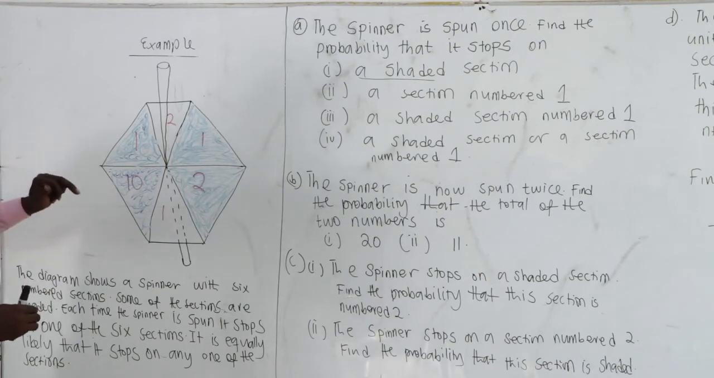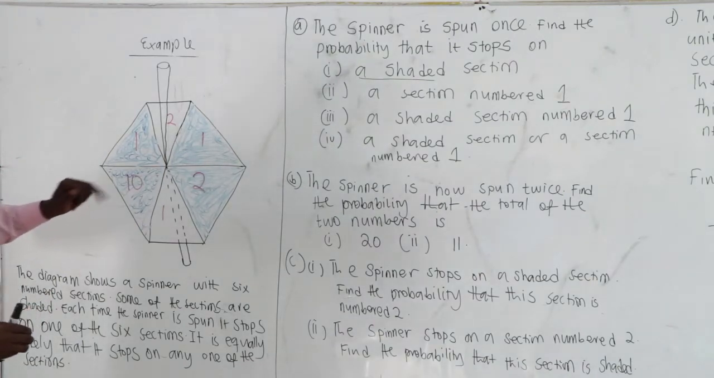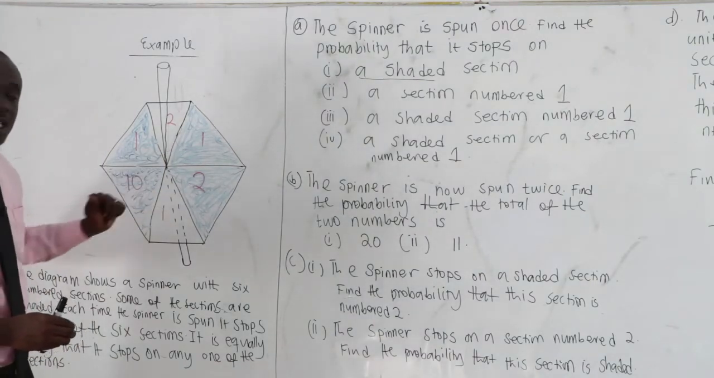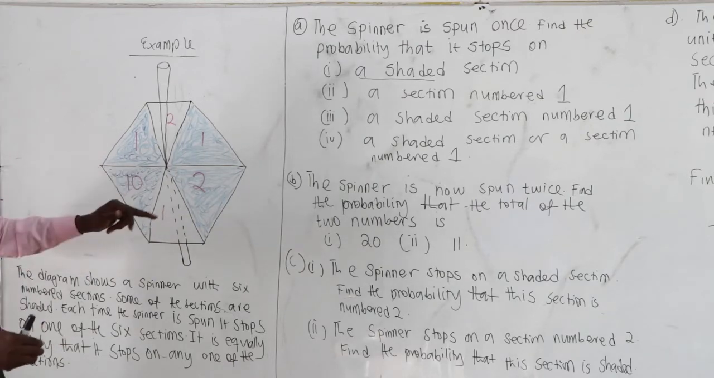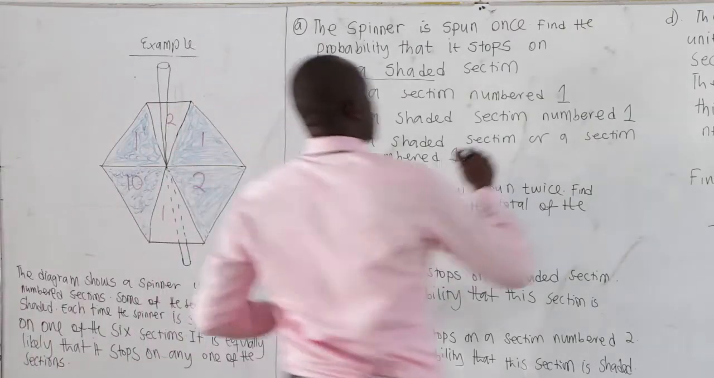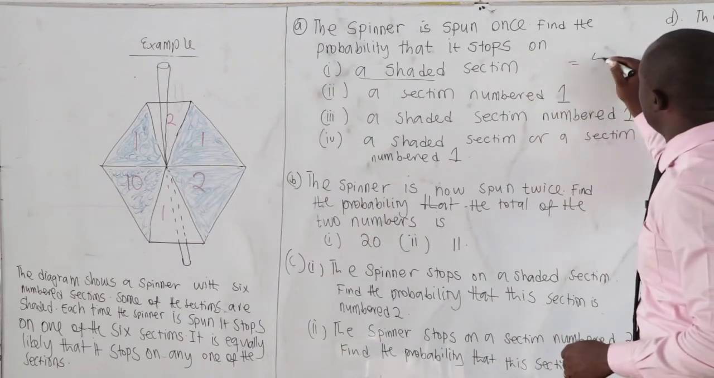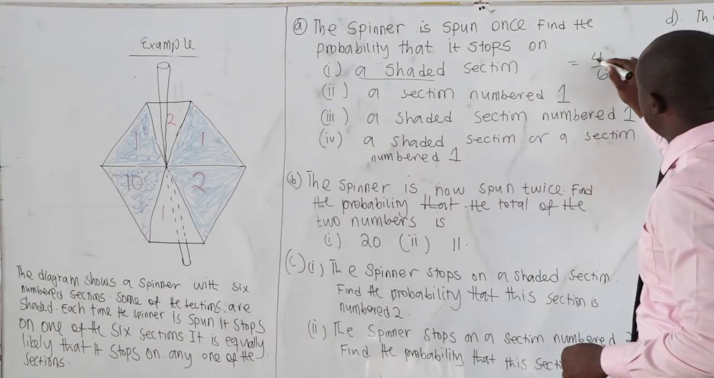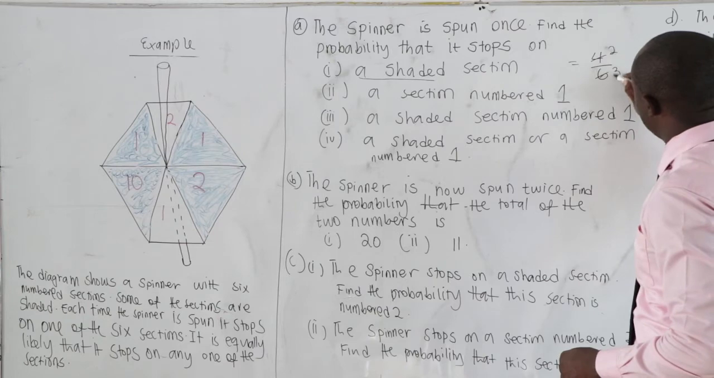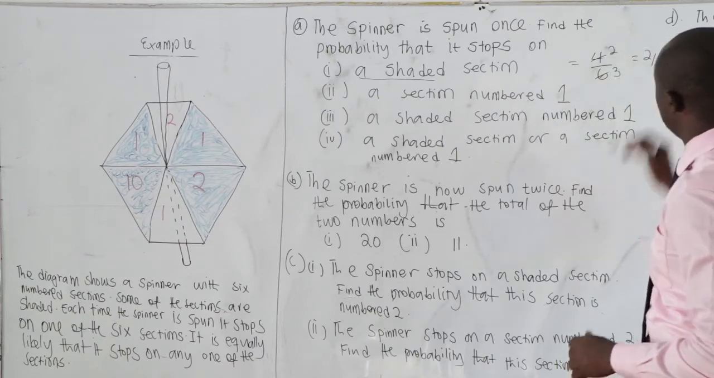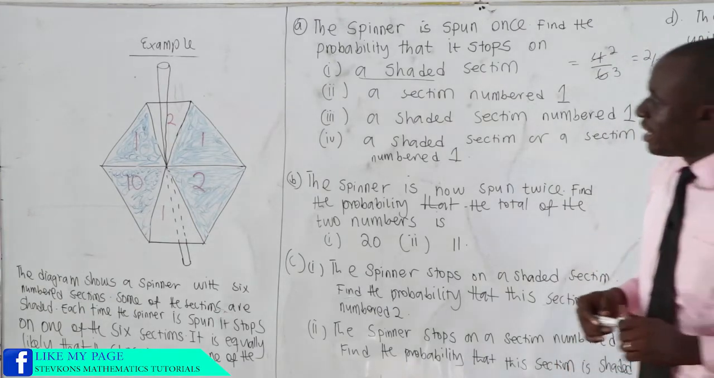We can see that this part is shaded, this part is shaded, this part is shaded, this part is also shaded. So 4 parts out of 6. So a shaded section, that will be 4 over 6. 2 going into 4, 2 going into 6, 3. So our answer will be 2 over 3. Now let's see the second one.